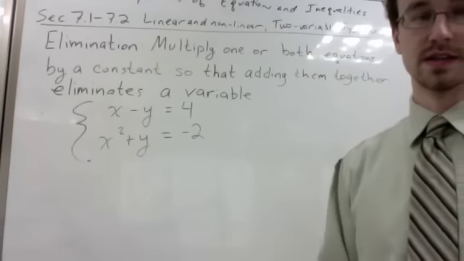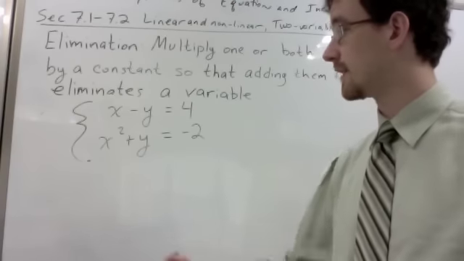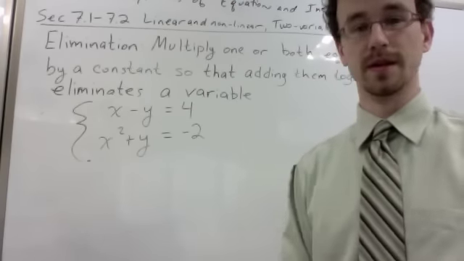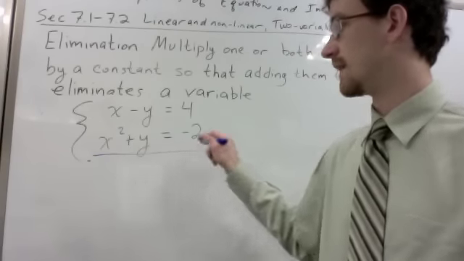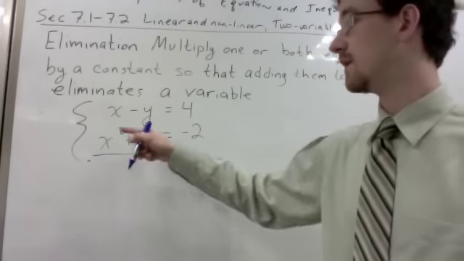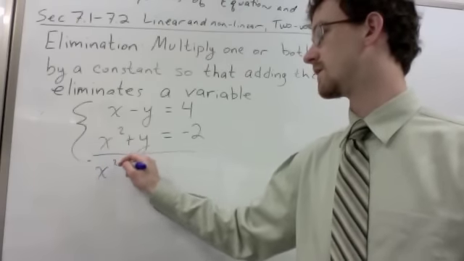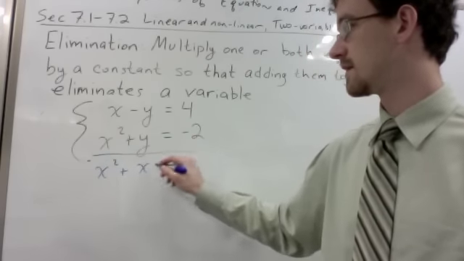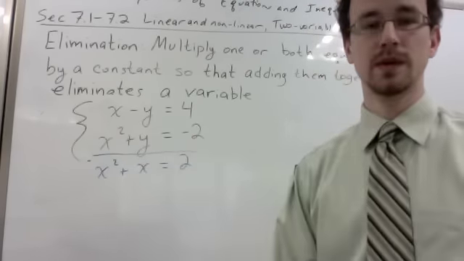Now this one is fairly straightforward. It's already set up for you to use elimination, because we can just add these two together. -y plus y is 0. So we get x squared plus x equals 2 when we add them together.